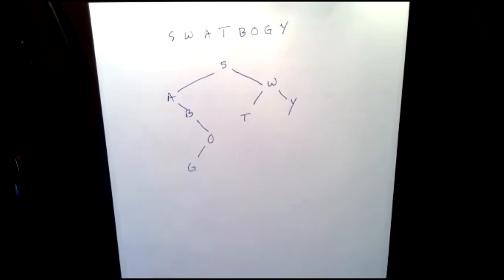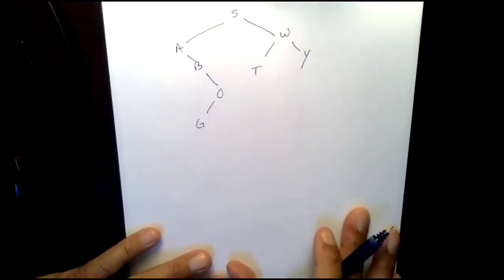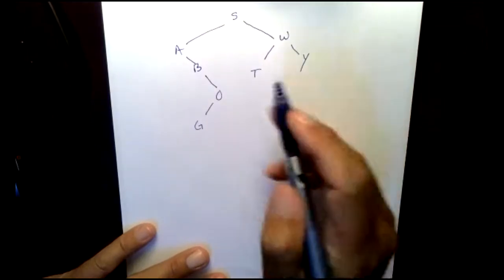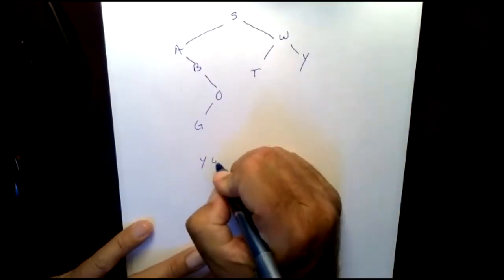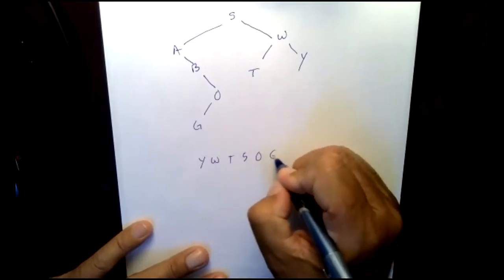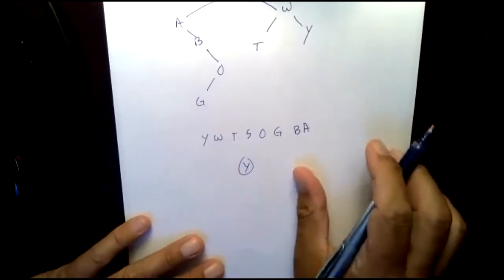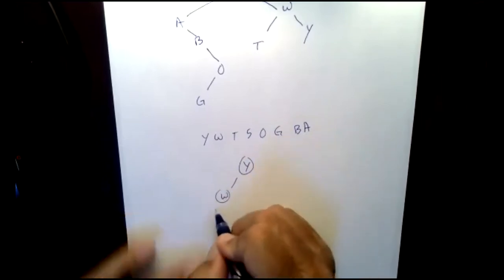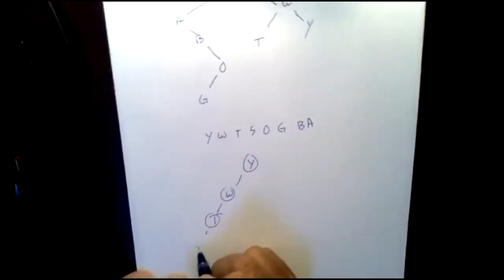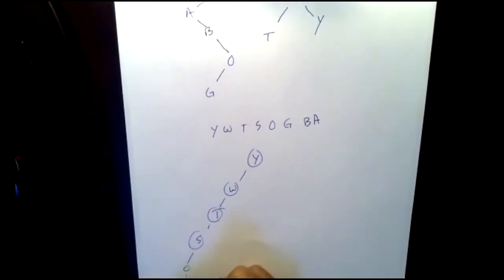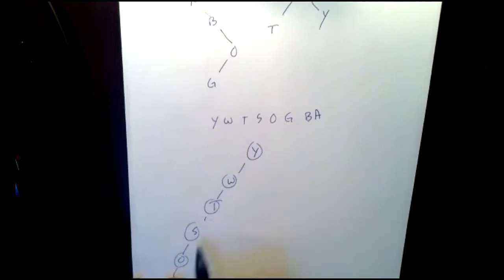But is this ideal to search? If I said, I'd like to know if the letter such and such is on there, or can I find it, if it's less than S and over, so I got this long way of going. And in fact, if my word was actually Y, W, T, S, O, G, B, A, and I said, oh, build a binary tree with this, I'm going Y, and let's see, W goes here, and oh crap, T goes here, and S would go here. This is not the most optimal tree to search because it's going all the way down.